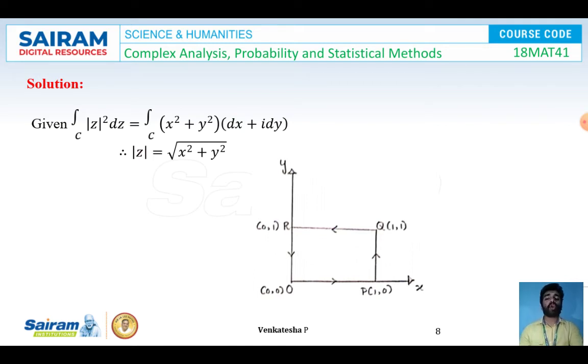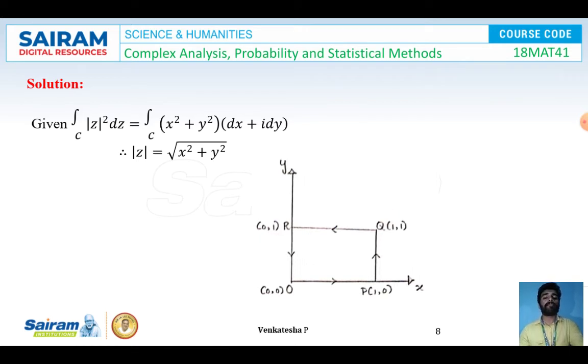Now I'm plotting a square with the vertices 0 comma 0, 1 comma 0, 1 comma 1, 0 comma 1. Take the x-y plane. On the x axis, y will always be 0, and on the y axis, x will always be 0. The point 0 comma 0 is the origin, and the point 1 comma 0 means x is equal to 1, y is equal to 0, so it comes on the positive x axis. The point 0 comma 1 means x is equal to 0, y is equal to 1, so it comes on the positive y axis, and the point 1 comma 1 will come here.